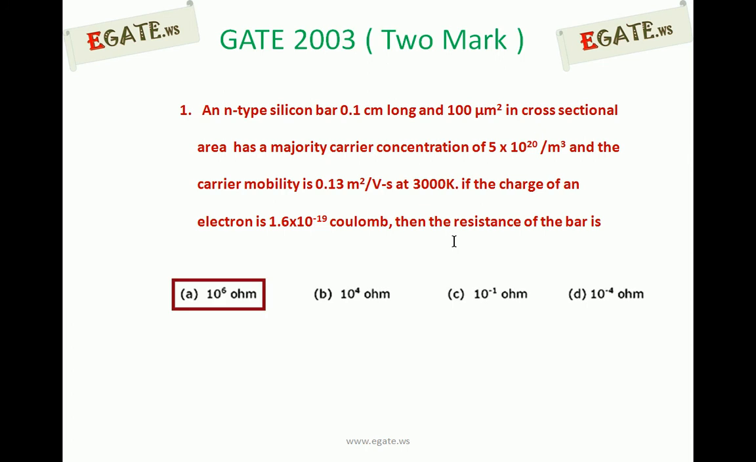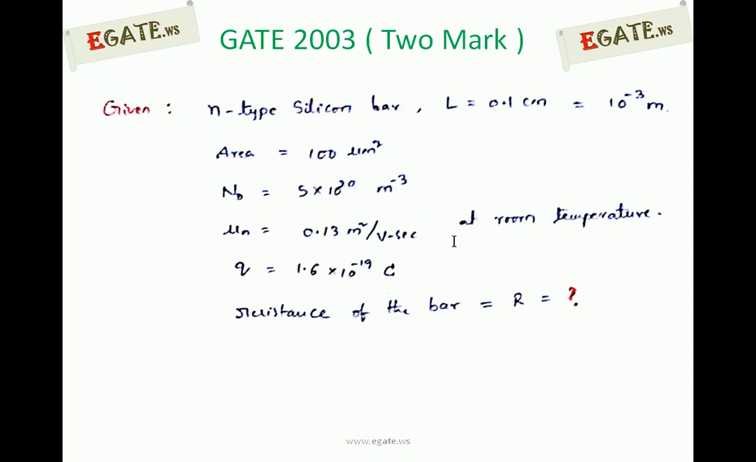The correct answer for this question is A, 10 power 6 ohms. The information given in the question is an N-type silicon bar whose length is 0.1 centimeters, and we have to convert all the units into the same dimension, so centimeters must be converted into meters. So 0.1 centimeters we are writing as 10 power minus 3 meters.